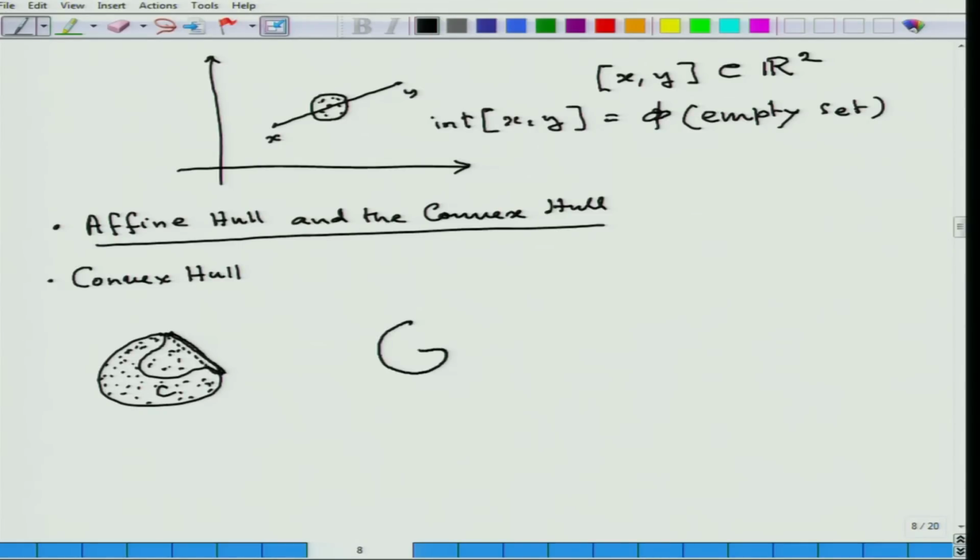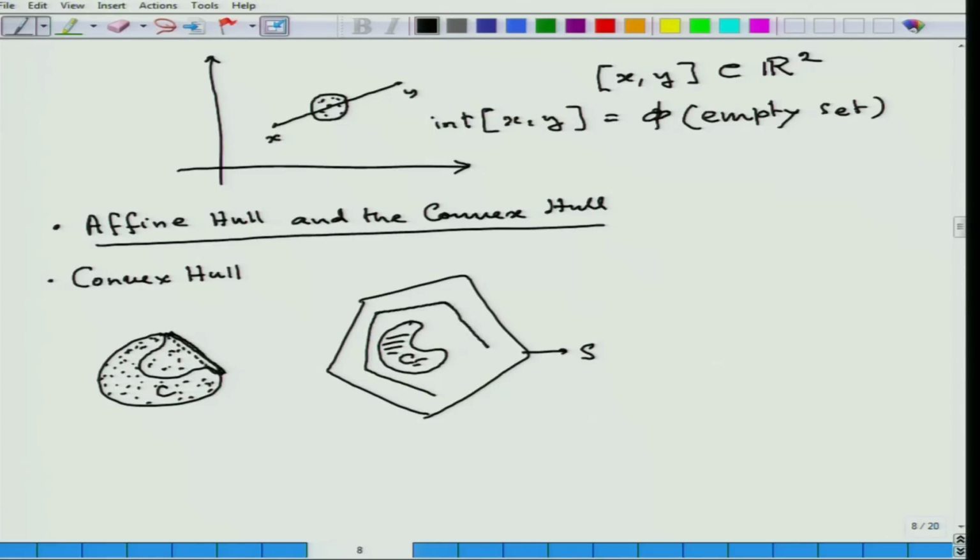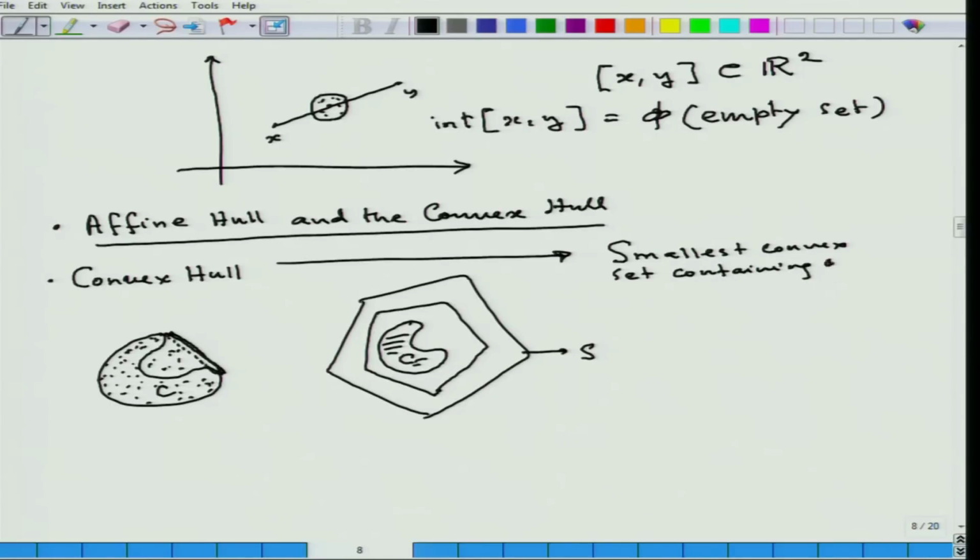So, you take any set C like this, you take any convex set containing this set C. Set C is here with this whole thing. This is one convex set, say S, which contains the set C. Similarly, you can take another convex set which contains the set C, and if you go on, the intersection of all such sets would finally be what we require, the convex hull. So, the convex hull, if I have to define it, is the smallest convex set containing a set C.